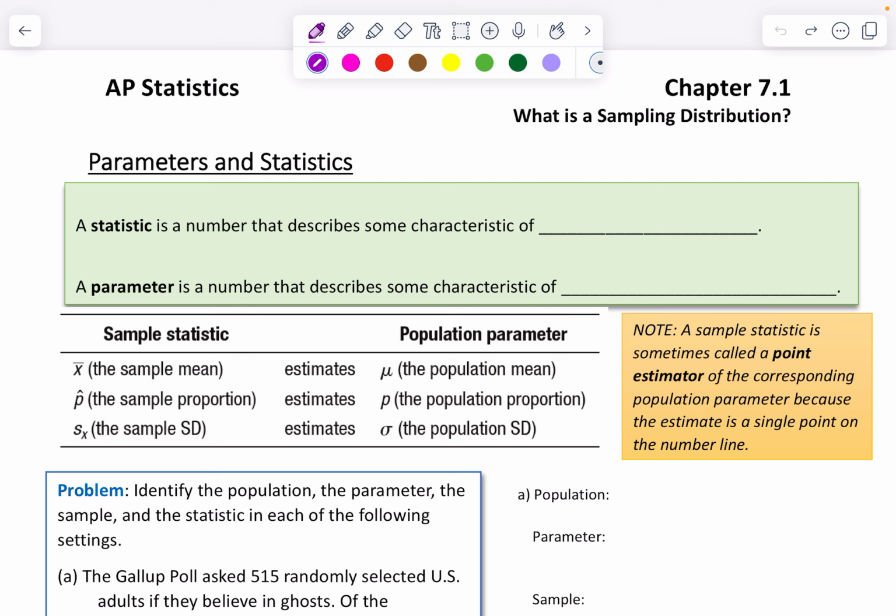Okay, so a statistic is a number that describes some characteristic of a sample. I've mentioned this in previous lessons, right? And a parameter describes a characteristic of a population. So the way I remember which one is which: statistic starts with an S, sample starts with an S, parameter starts with a P, population starts with a P. That's how I remember which one's which.